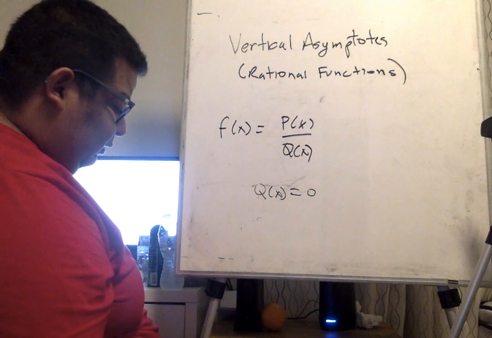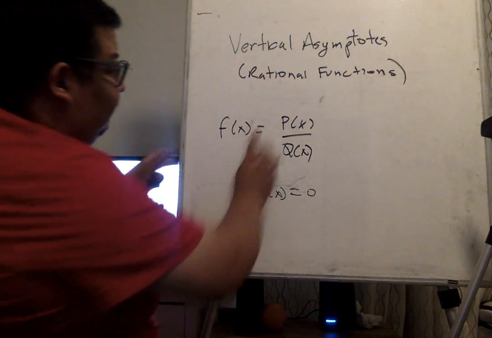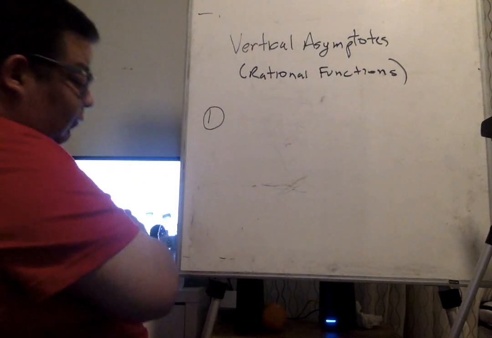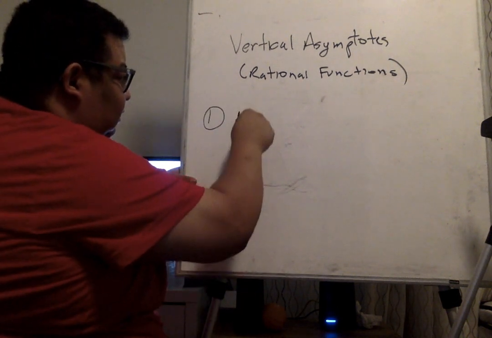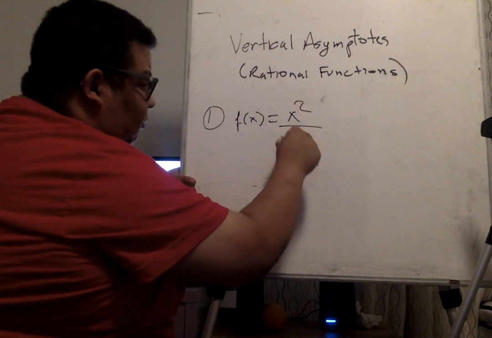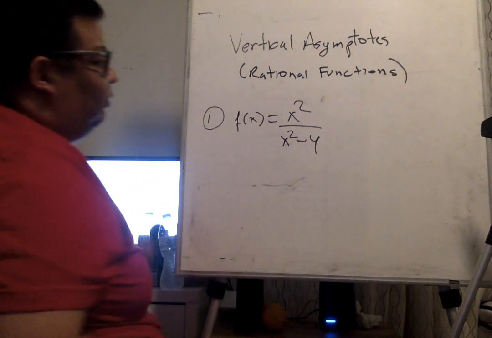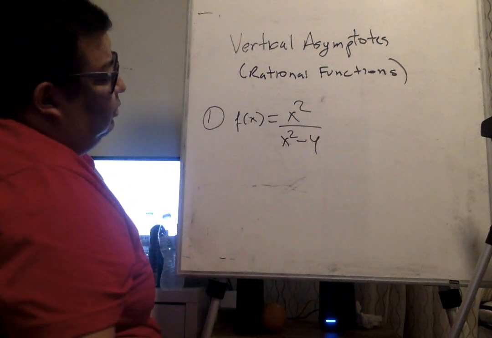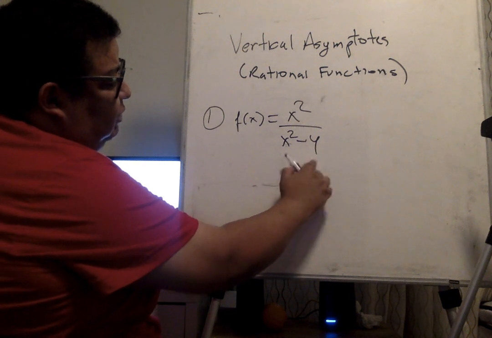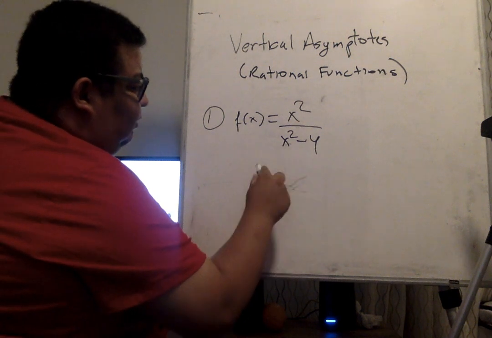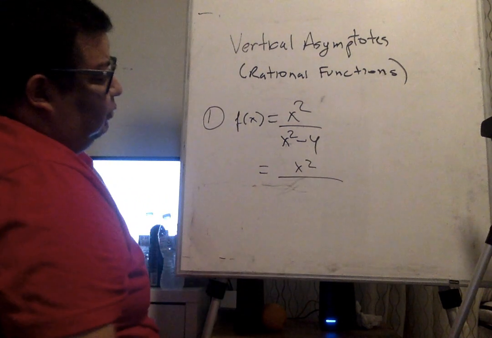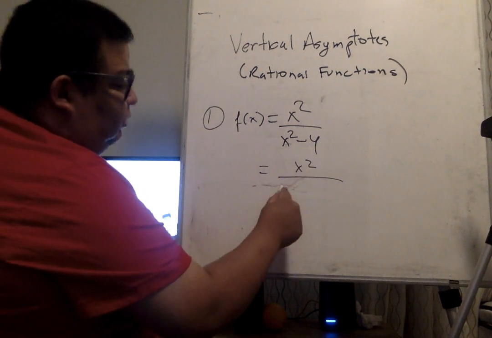So let's look at 3 examples. Example number 1 says that f of x equals x squared over x squared minus 4. Notice x squared, we can leave it like that, but when you have perfect squares like this, you can always factor them. So here we're going to have x squared, just leave it like that, and try to factor the denominator. So how do we do it?